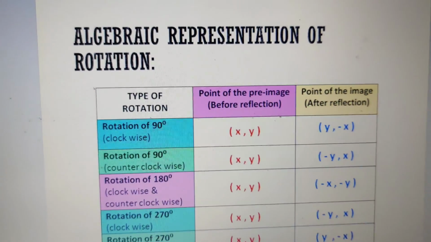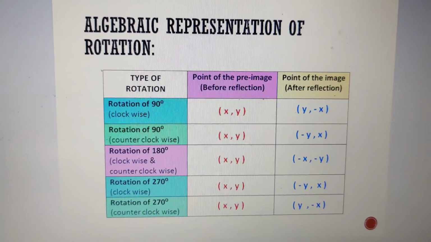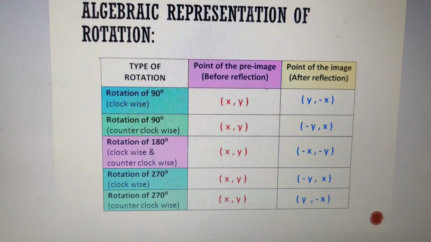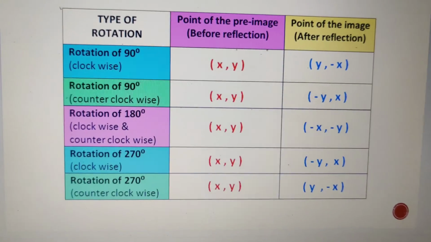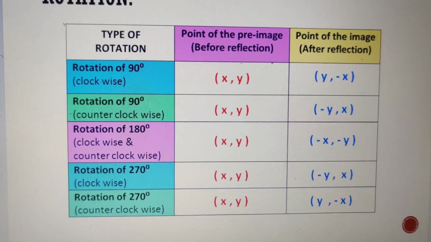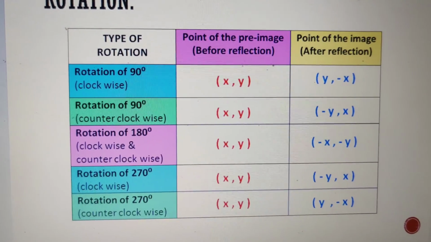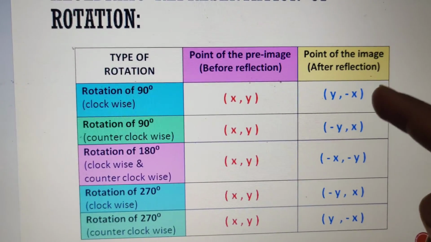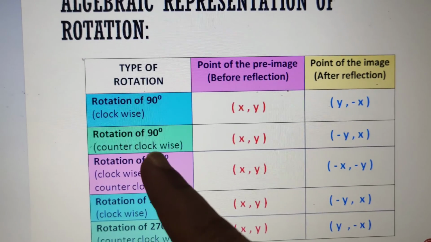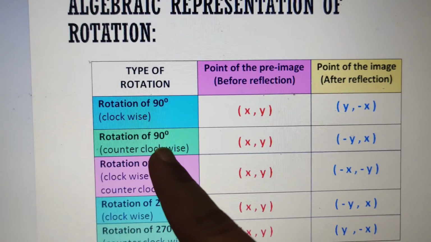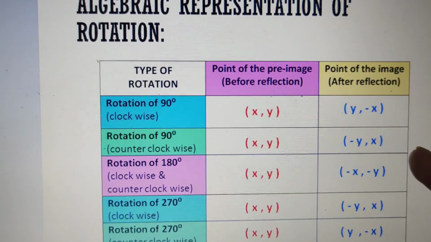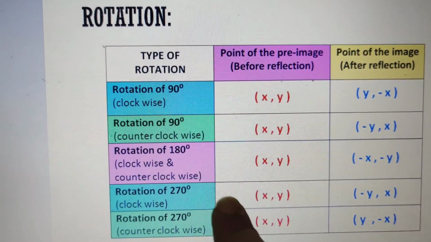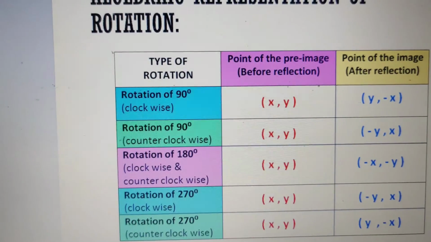Now this is the algebraic representation of rotation. These are all the formulas that we studied in the last lesson for rotation. If we have to rotate it clockwise 90 degrees, then x and y will become this after the rotation. If we have to rotate it counterclockwise, that is anti-clockwise, then this is our formula. You have to memorize these formulas.